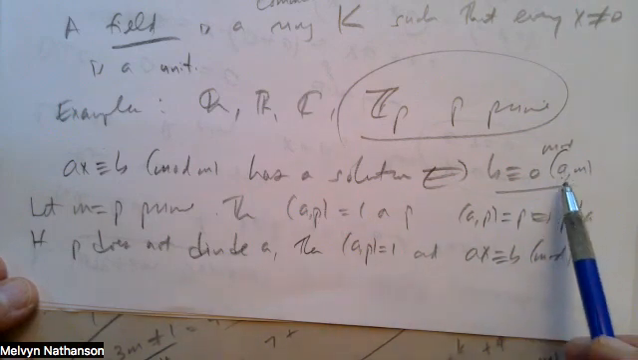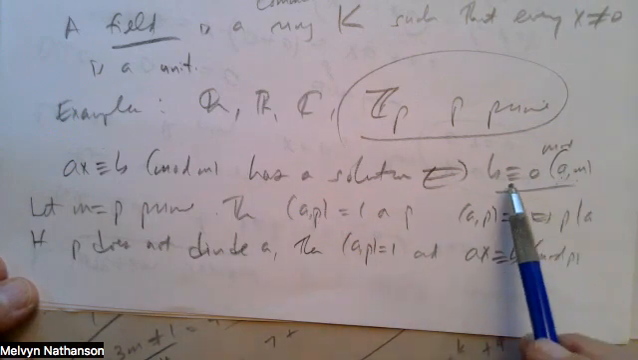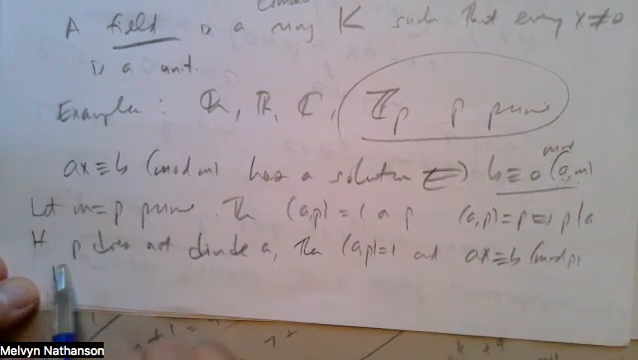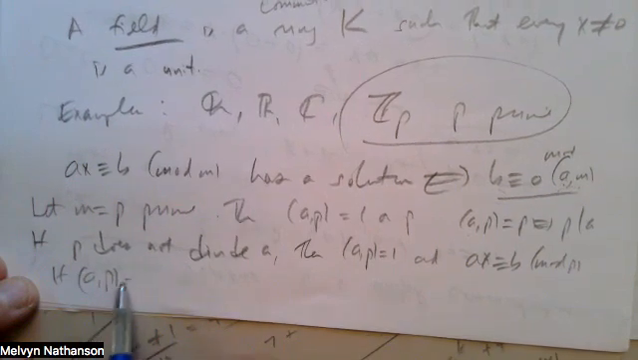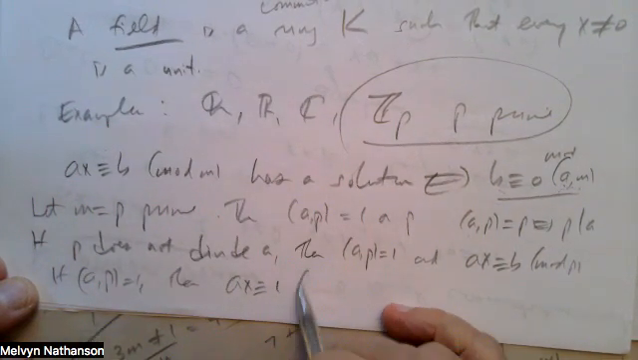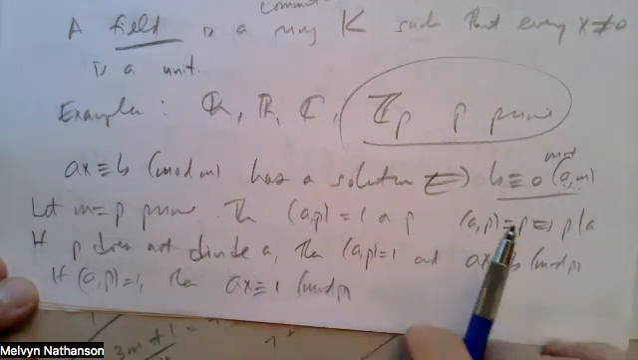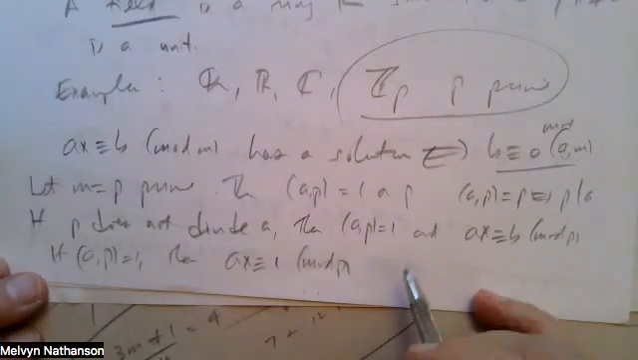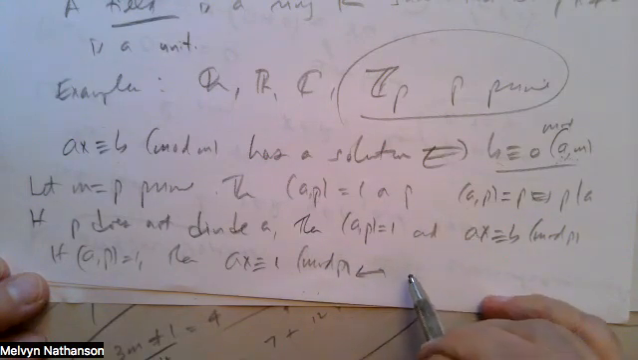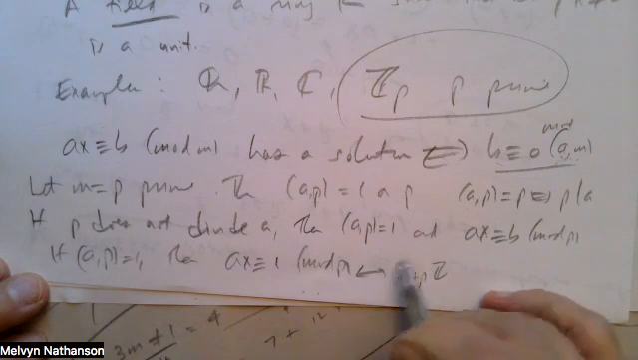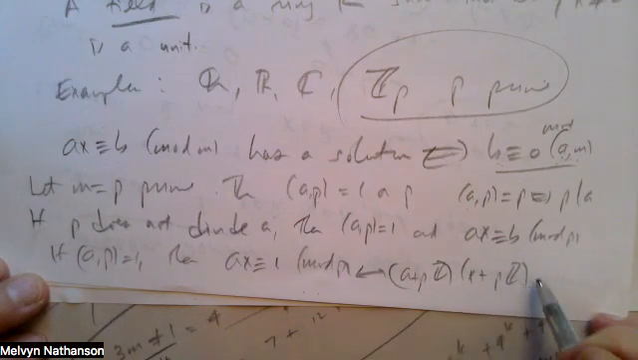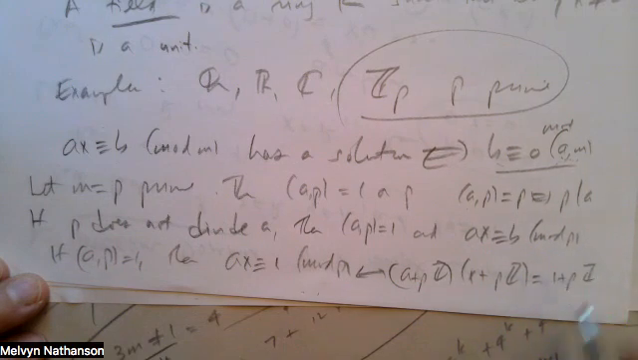The greatest common divisor of A and P is 1. 1 divides B. So in particular, if A and P are relatively prime, then AX congruent to 1 mod P has a solution, which means if you translate this into the language of congruence classes, A plus PZ times X plus PZ equals 1 plus PZ.